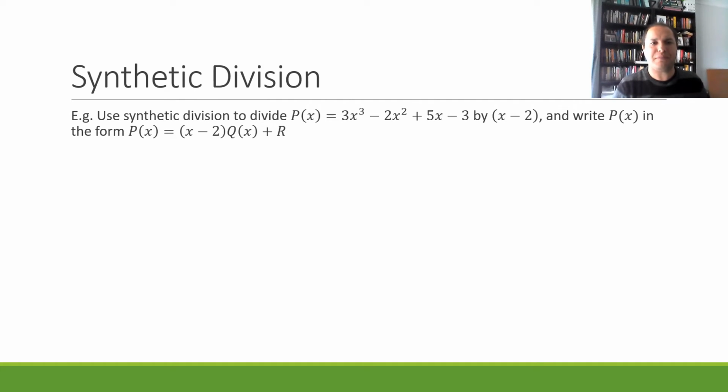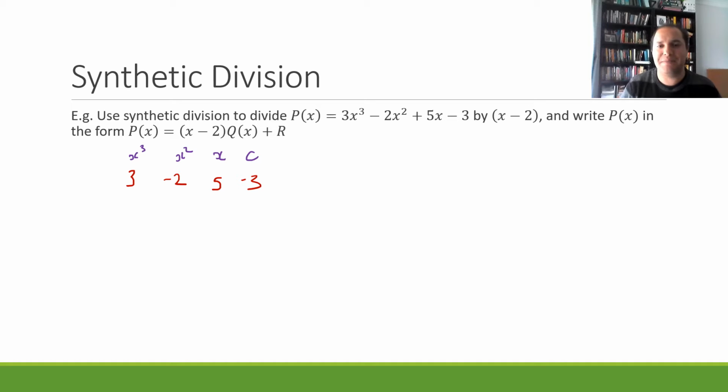All right, so we've got the same problem as before. We've got our polynomial, dividing it by x minus 2, and then writing our polynomial in the form x minus 2 times our quotient plus our remainder. Now, from here, how we apply synthetic division is, first of all, we write out the coefficients of our polynomial function here. So we've got 3, -2, 5, -3.